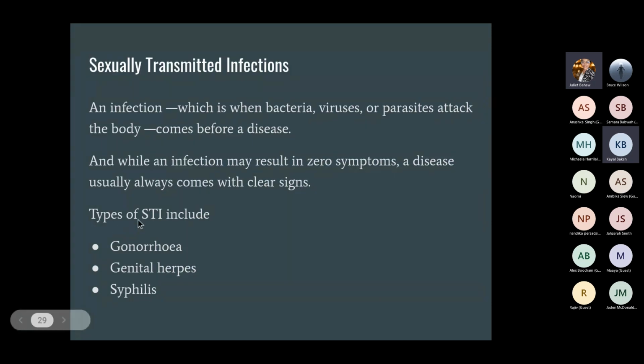So here are some types of STIs. You have gonorrhea, genital herpes, and syphilis. Now herpes is actually regarded as a disease too. So gonorrhea and syphilis are two types that you could cure if you're able to identify them early. Not really this herpes one. This herpes one is very hard.